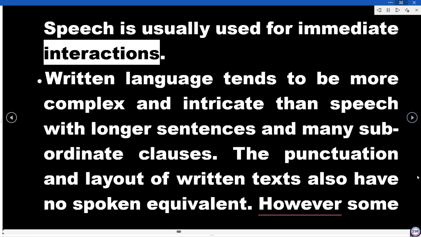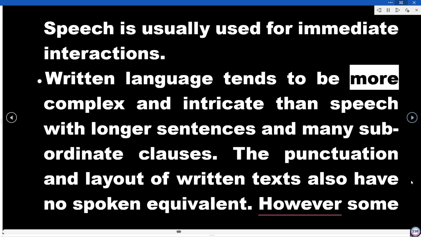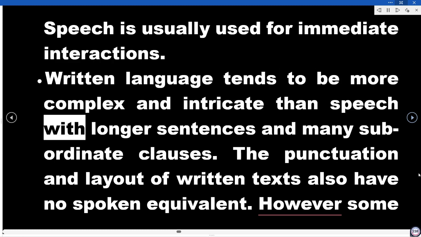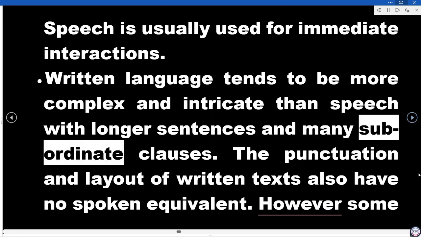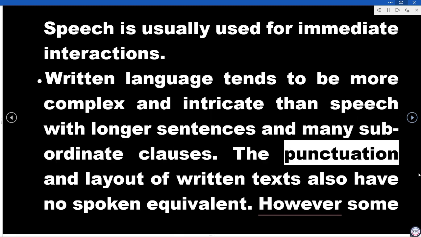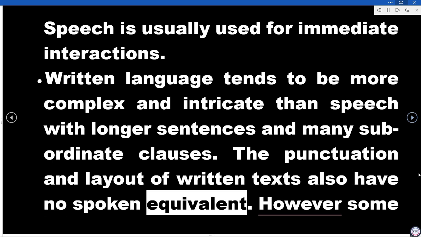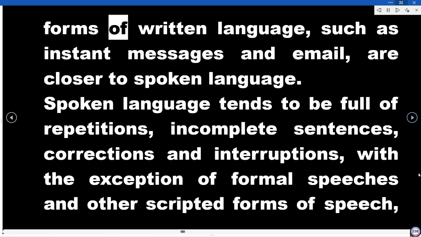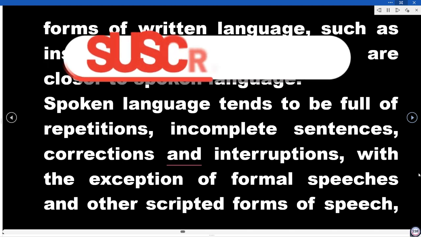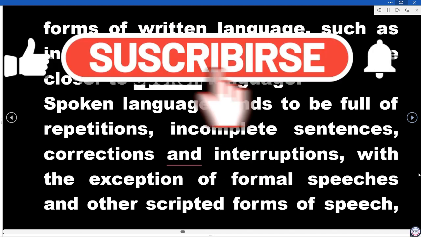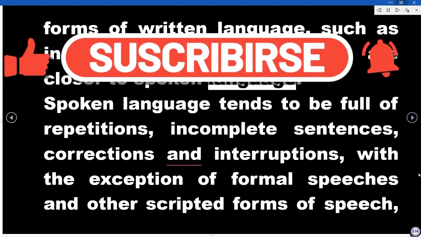Speech is usually used for immediate interactions. Written language tends to be more complex and intricate than speech, with longer sentences and many subordinate clauses. The punctuation and layout of written texts also have no spoken equivalent. However, some forms of written language, such as instant messages and email, are closer to spoken language.